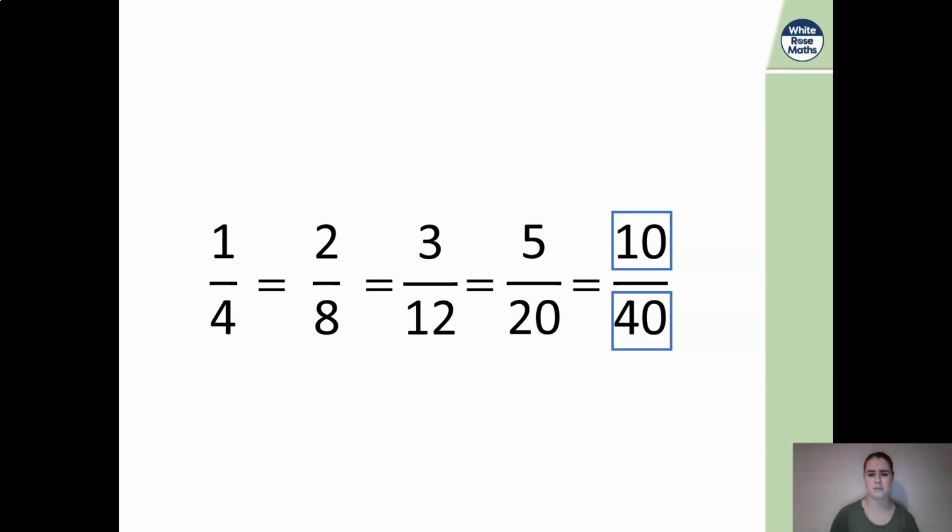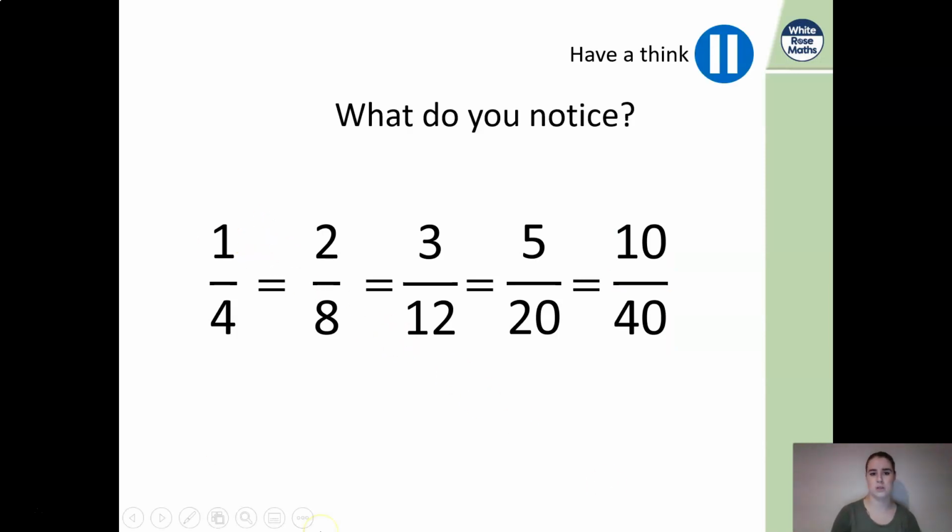Now you may be thinking, Miss Humphrey, how on earth did you do that? How did you know what those numbers were? So let's have a look, okay? So I've said here that 1/4 is the same as 2/8. And I need to work out, well, how did I get from a quarter to 2/8? So here I multiplied this number 1 by 4. So we're multiplying it by 4.